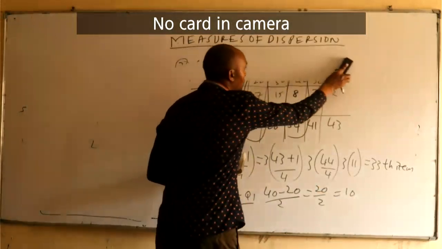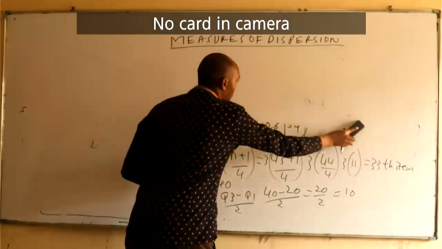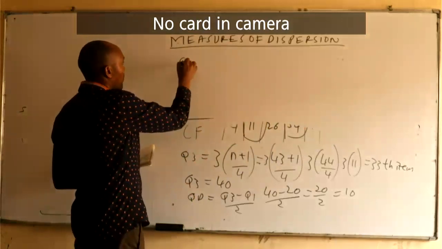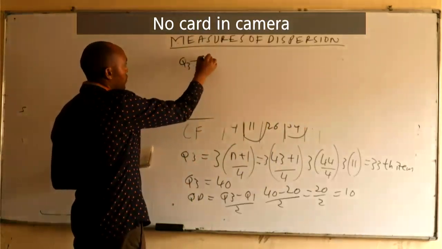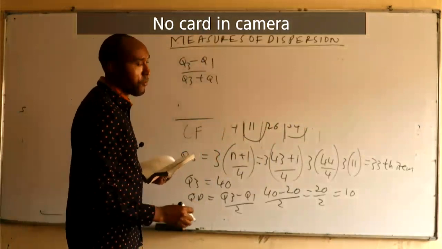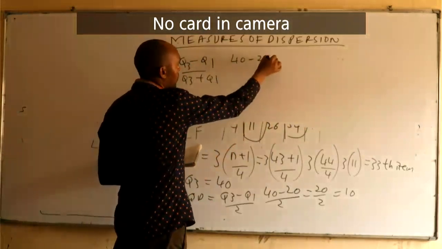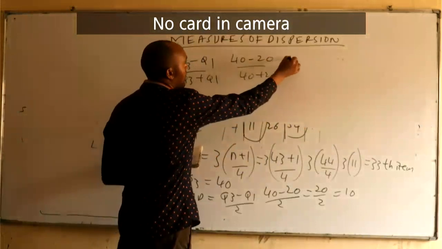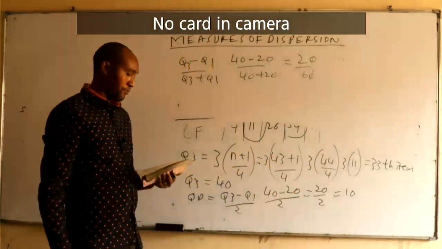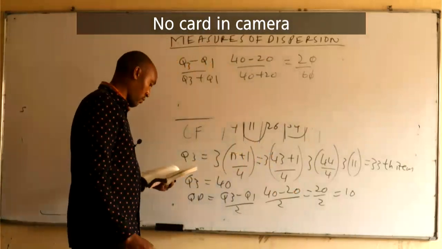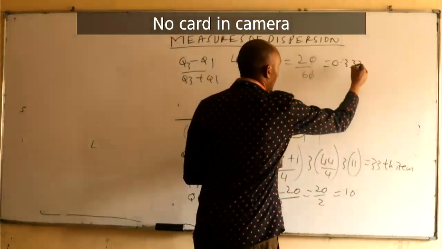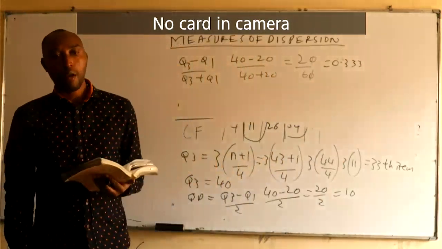Using the same information, now we look for its coefficient. So the question is we also look for its coefficient. The coefficient is Q3 minus Q1 over Q3 plus Q1. So from the information which we have, 40 minus 20 over 40 plus 20, which will give us 20 over 60.